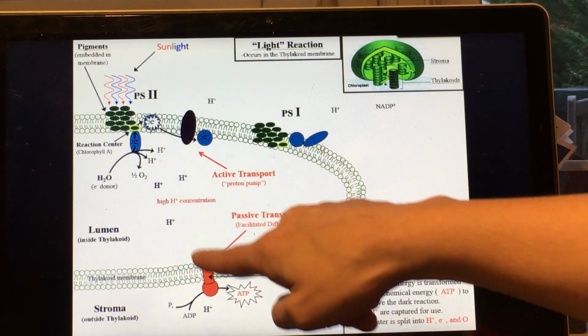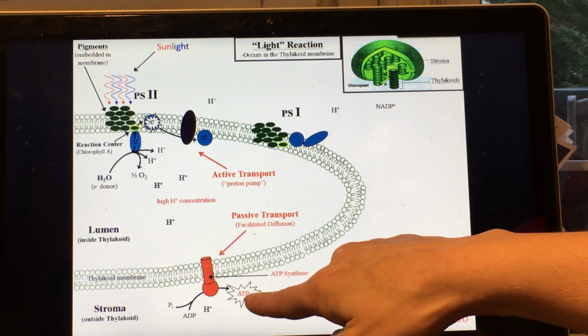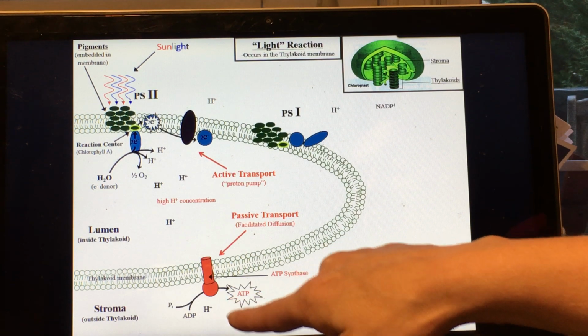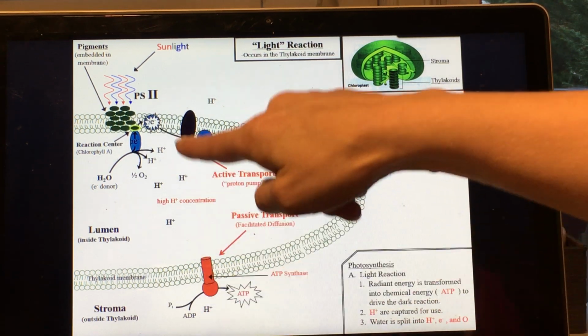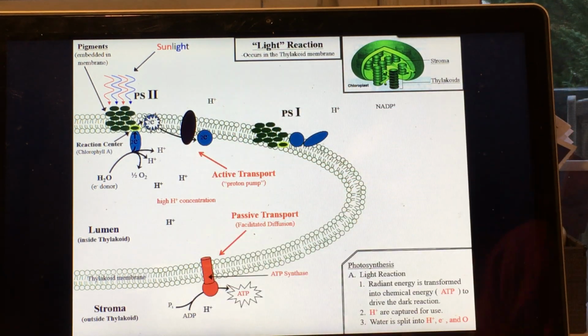Students often think that the hydrogen ion ends up in the ATP molecule. It doesn't. The only purpose is for the hydrogen ions to flow through that red ATP synthase in order to create the kinetic energy to convert into chemical energy. So if we look at all of the energy conversions, it's really interesting here.